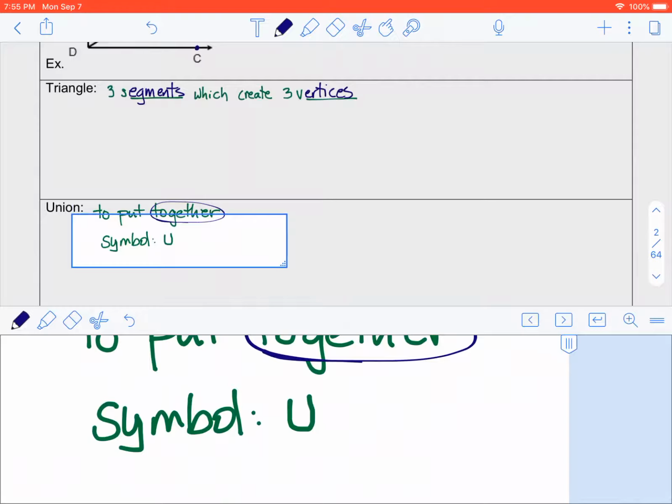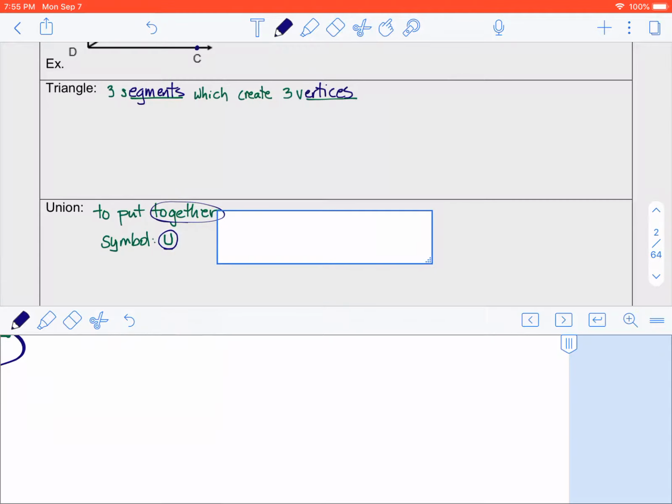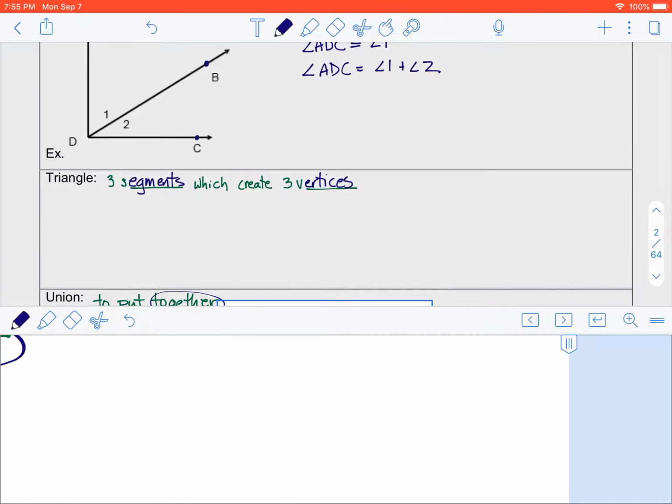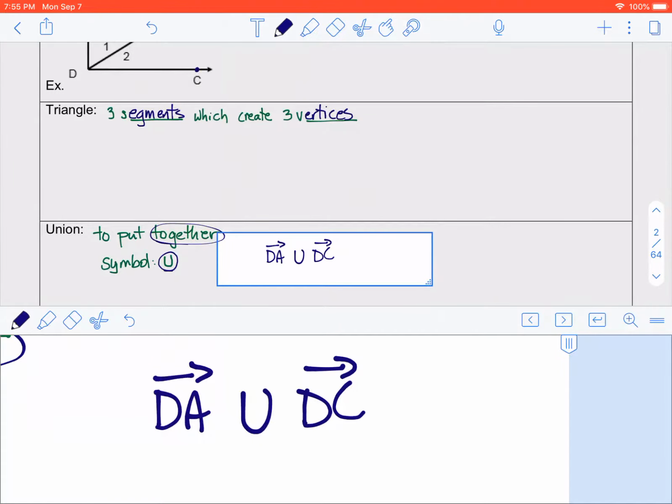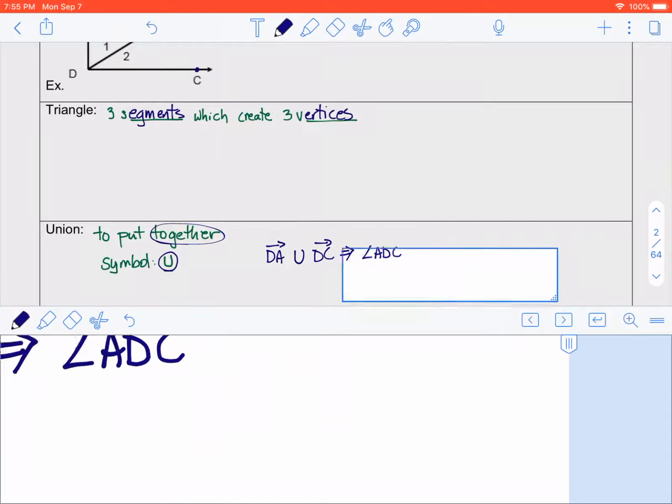Finally, two big words. The first word you probably know: union means to put together, right? The symbol is a U. And I go through a couple of problems here using that. For example, if I take ray DA up there and look at ray DC, those two rays, according to the diagram, if I unite them together, I get a triangle, the triangle ADC, right?